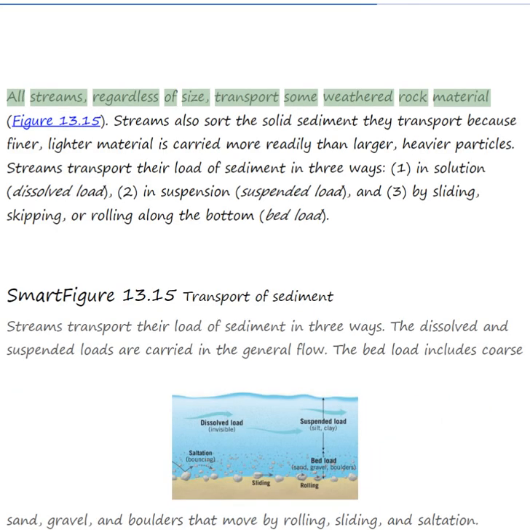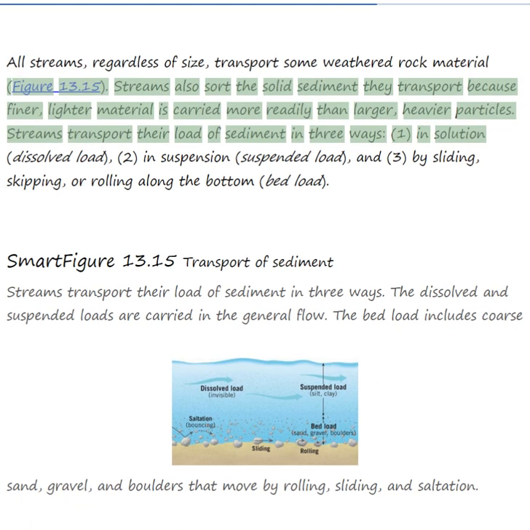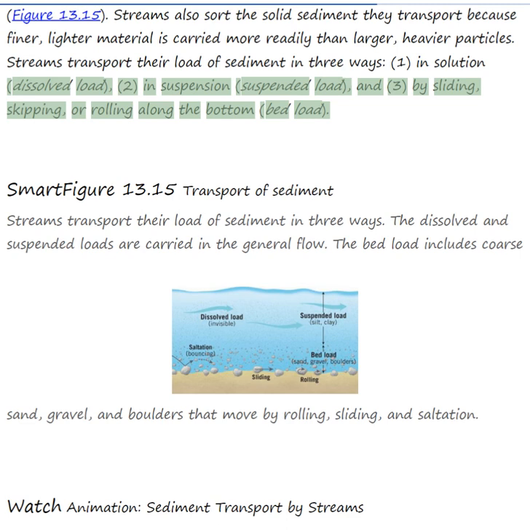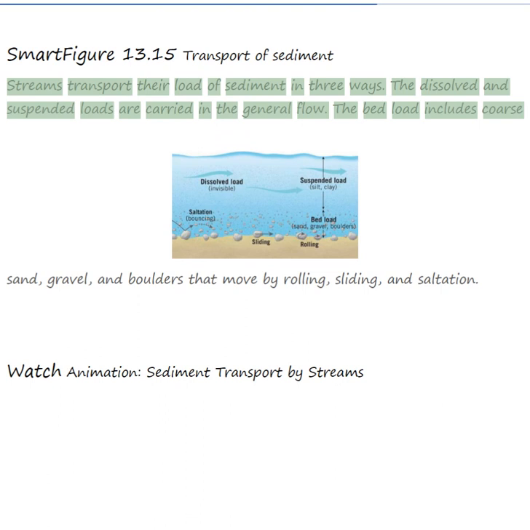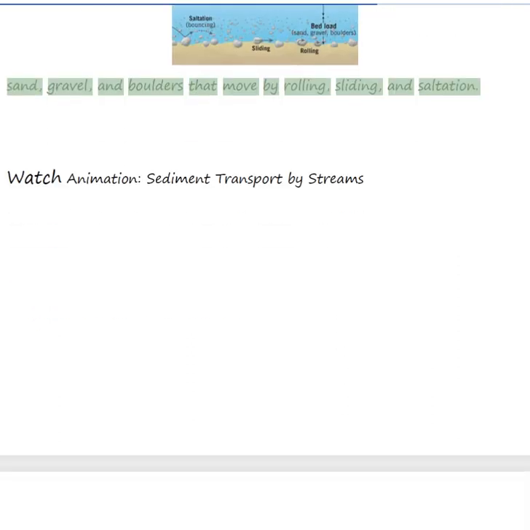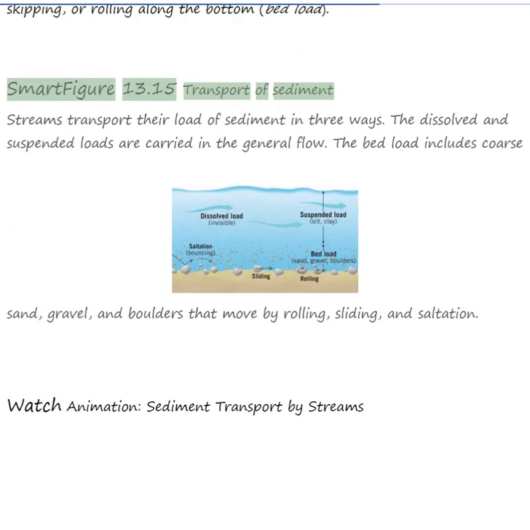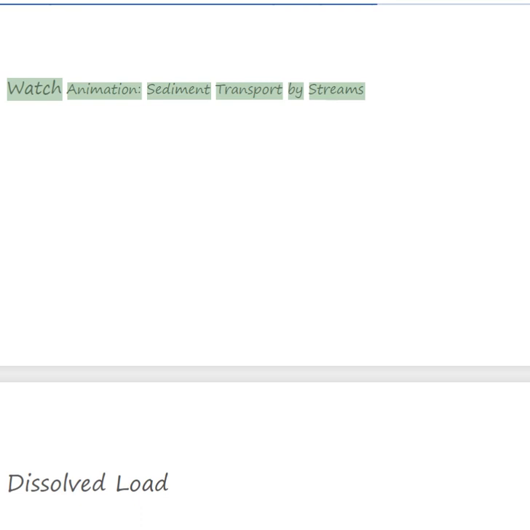All streams, regardless of size, transport some weathered rock material. Streams also sort the solid sediment they transport because finer, lighter material is carried more readily than larger, heavier particles. Streams transport their load of sediment in three ways: in solution, in suspension, and by sliding, skipping, or rolling along the bottom. The dissolved and suspended loads are carried in the general flow. The bed load includes coarse sand, gravel, and boulders that move by rolling, sliding, and saltation. Smart Figure 13.15 Transport of sediment. Watch animation, sediment transport by streams.